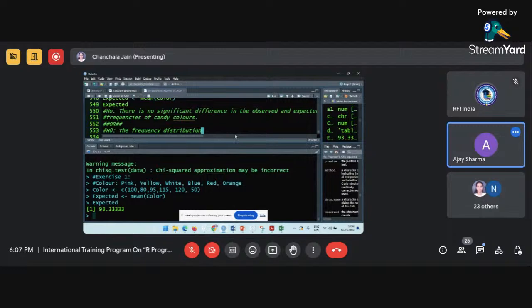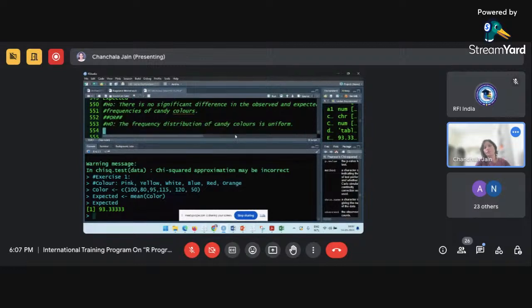So I was writing: the frequency distribution of candy colors is uniform. Uniform means, again, you can say there is no difference in the expected and the observed count, right?